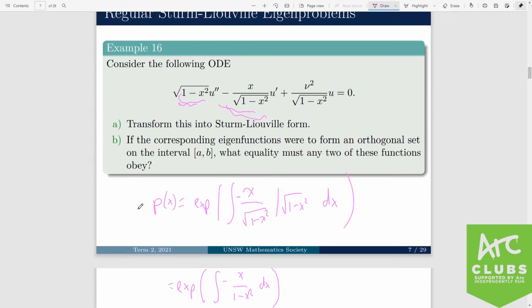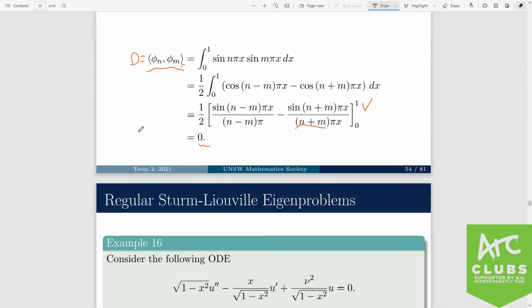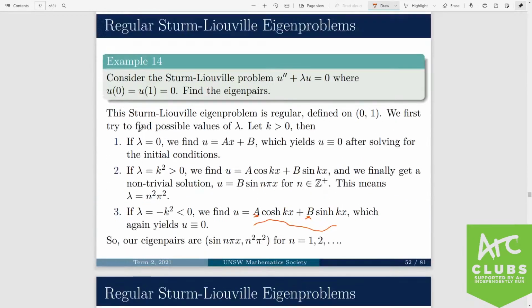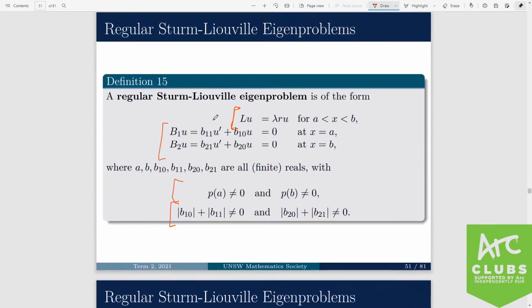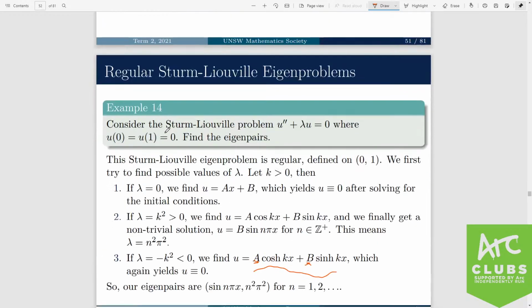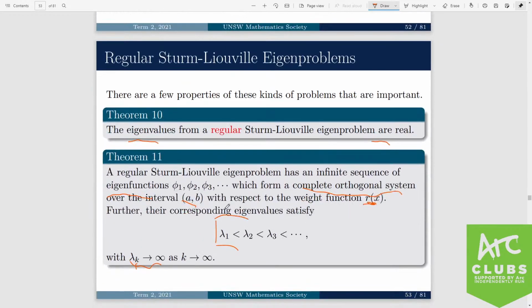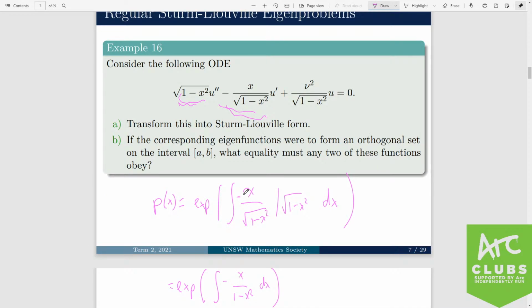So part B, if the eigenfunctions were to form an orthogonal set on the interval [a, b], what equality must two of these functions obey? So going back, we look at regular Sturm-Liouville eigenproblems. We say that if the problem is a Sturm-Liouville eigenproblem, then we get this property where the eigenfunctions will be orthogonal. So basically, we just need the solutions to be eigenfunctions from the regular eigenproblem.